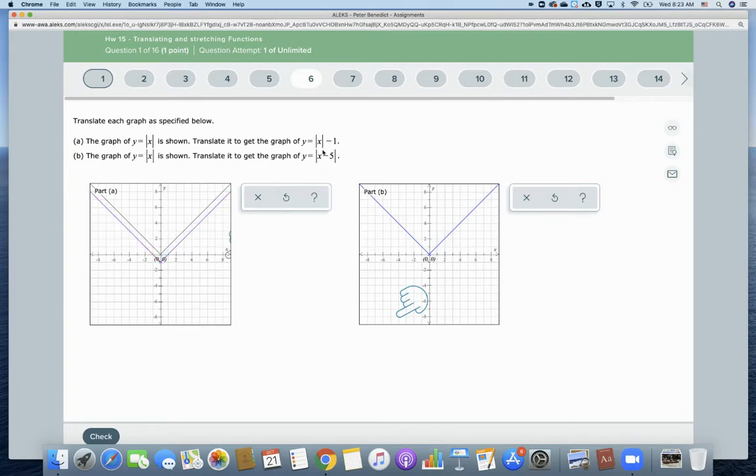So if you just move it down 1, you can see that the vertex has dropped down. This one is inside, and since it's minus 5, that means it's going to move to the right 5 units. So you just click on it and move it over 5 units. Once again, to show work on this, you can just write down the original equation and then write down next to it, right 5. That's about it.